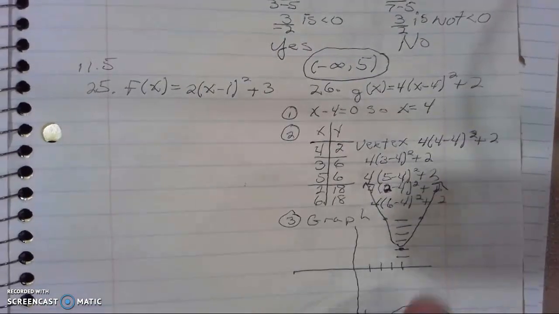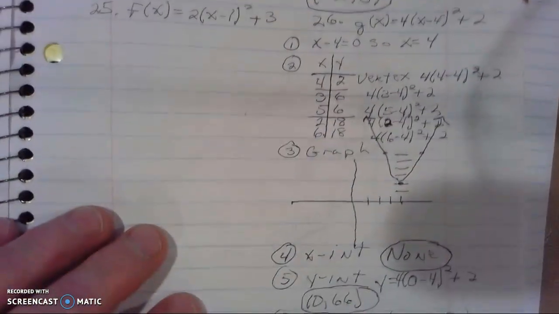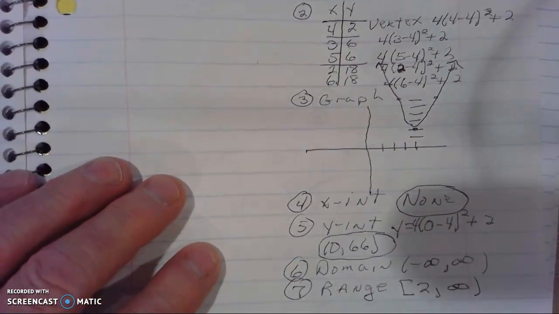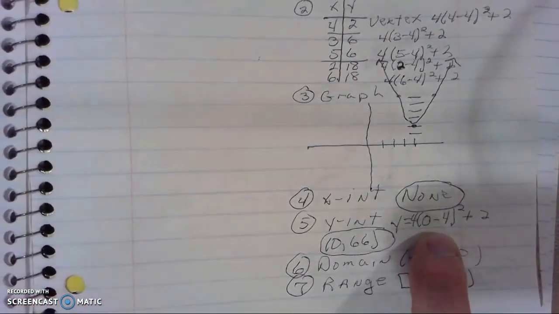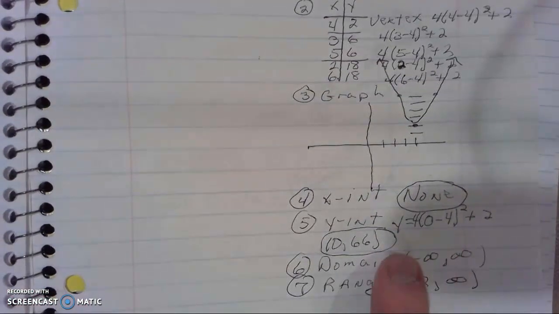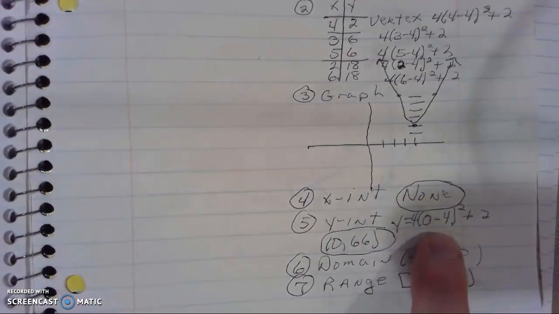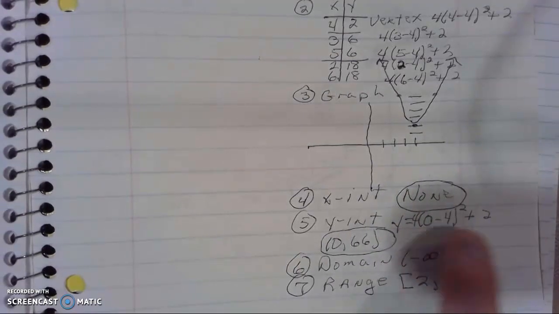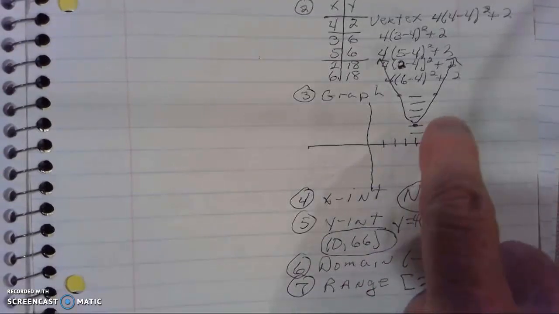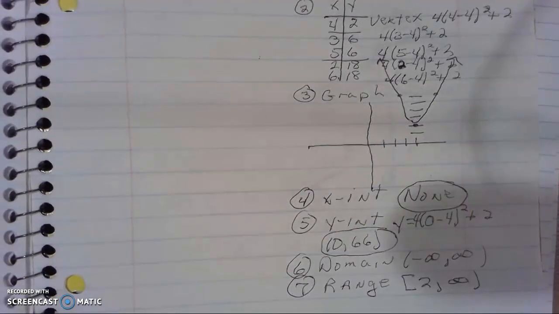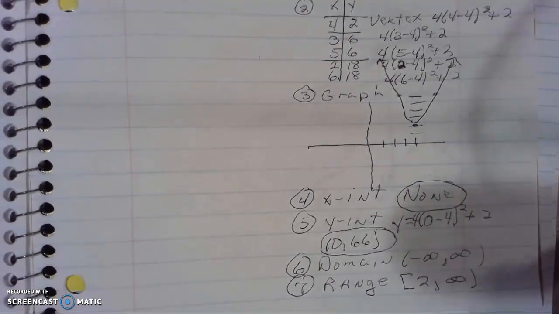X-intercept, where does it cross the x-axis? Does not. So there's no x-intercept. Y-intercept you always find by putting 0 in for the x. 0 minus 4 is negative 4 squared is 16 times 4 is 64 plus 2, 66. Domain, look at the picture. It goes to the right forever and to the left forever. So negative infinity to infinity.